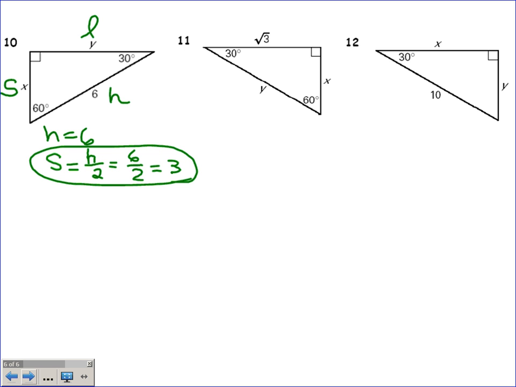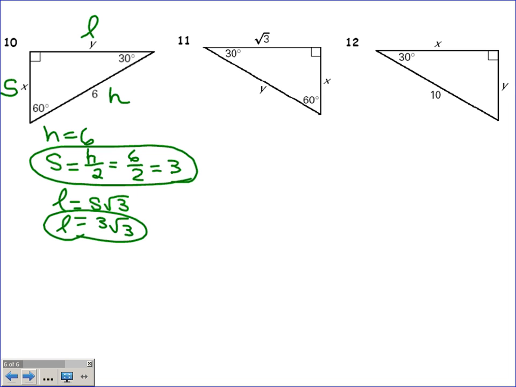What do we still need to find? Long. What's the formula for long based on short? Times the square root of 3. Yeah, I hope you can figure out how to say that. That'd be really helpful. So what's s? So we have 3 times what? Thank you.